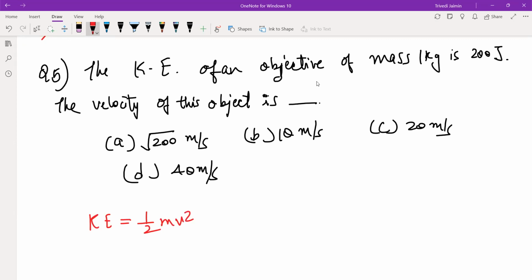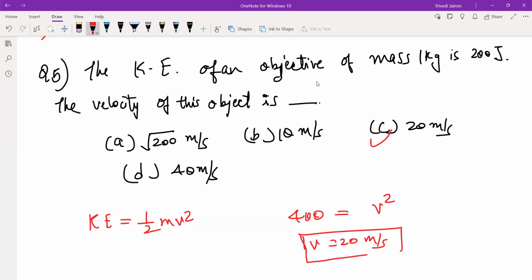Even though there is no answer here, I have to calculate. But yes, option C is correct. Half into 1 into v square is equal to 200, so v square is equal to 400. V is equal to root 400, which is 20 meter per second. Oh, I missed the last step. No problem. I also missed the last one, sir. You just forgot the square root, right? Okay, no problem.